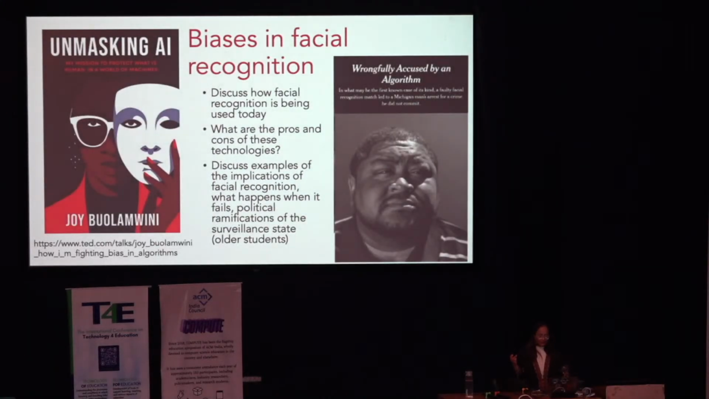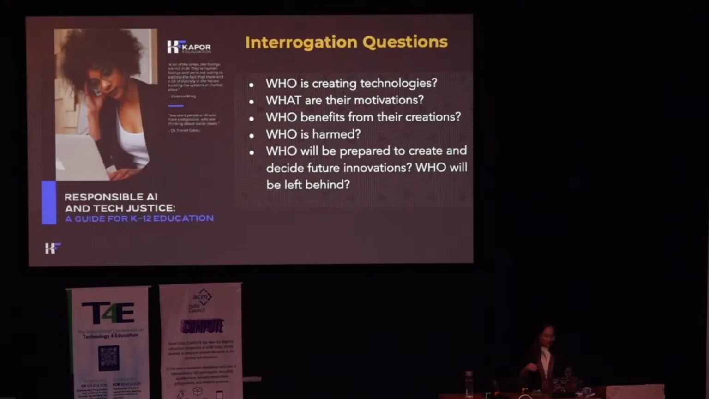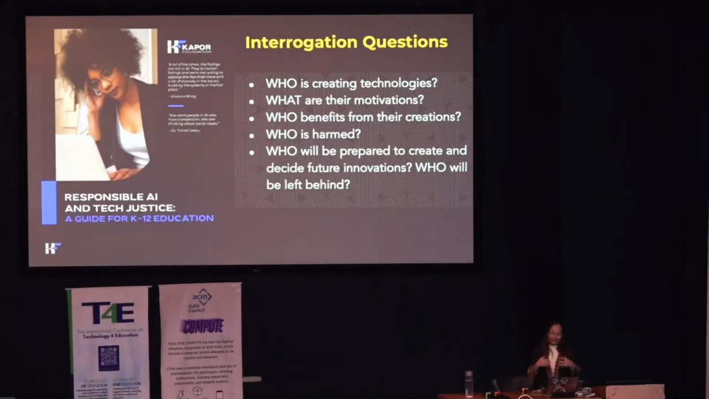There are many examples. You may have heard of Joy Buolamwini's work, and this TED Talk is definitely worth listening to and sharing with your students, and also discussing the implications when these recognition systems fail, and who gets harmed. Part of literacy and learning about AI is about probing these kinds of questions. Who is creating these technologies? What is their motivation? Who benefits from their creation? Who is harmed? Who will be prepared to create and decide future innovations? This sort of goes back to yesterday morning's keynote by Aisha.